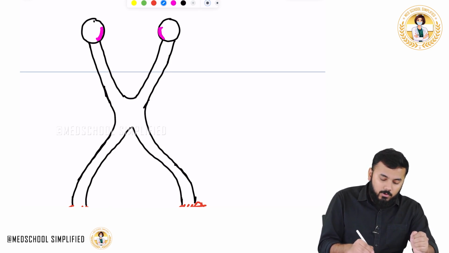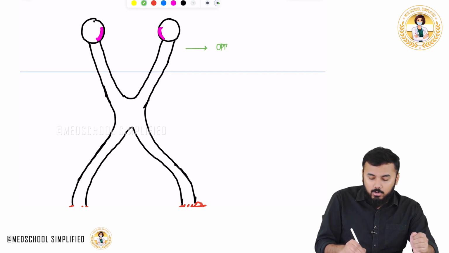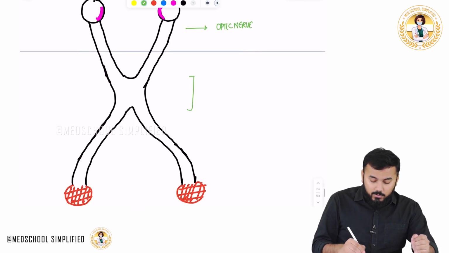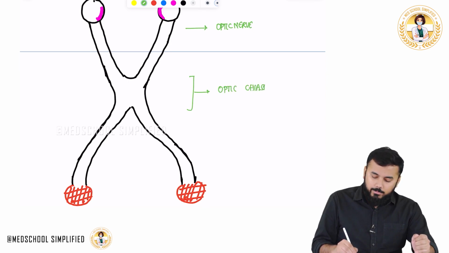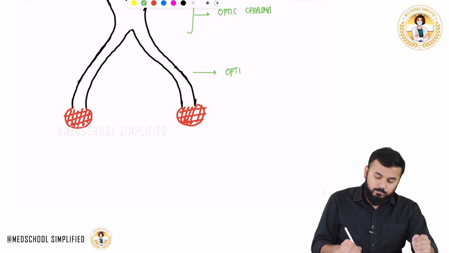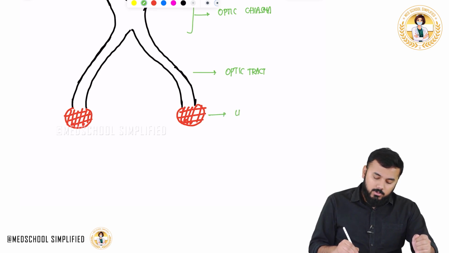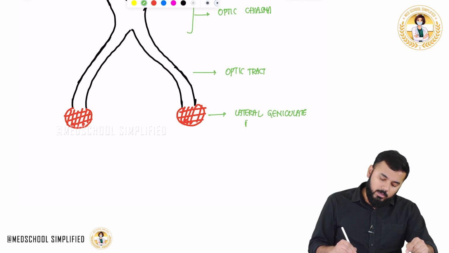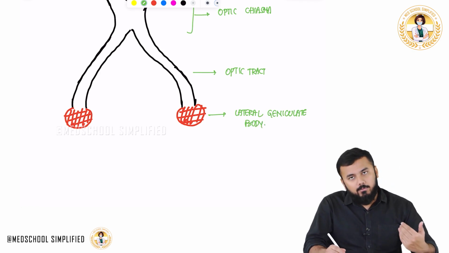Second important thing, first of all, let me mention this part, that this part over here is called your optic nerve. Next important thing, this part over here is called your optic chiasma. And next, this part over here is called your optic tract. And this part over here is called your lateral geniculate body. So how many lateral geniculate bodies are there? One on the right, one on the left.